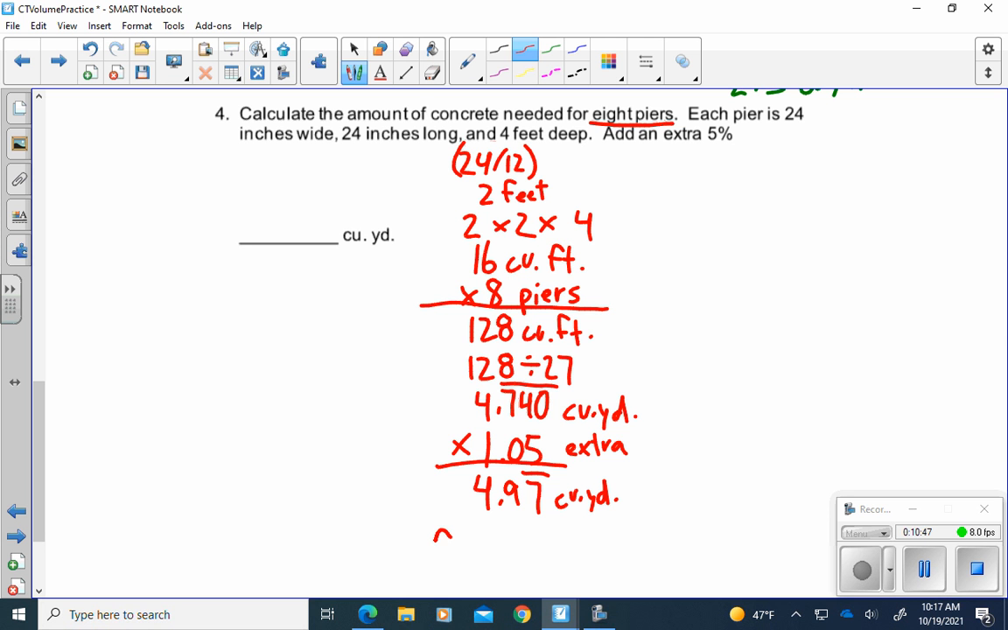And don't mess up rounding. Just go up to 5 cubic yards. All right, so that's some practice with starting with dimensions and calculating how many cubic yards of concrete you need, and a little extra added in.